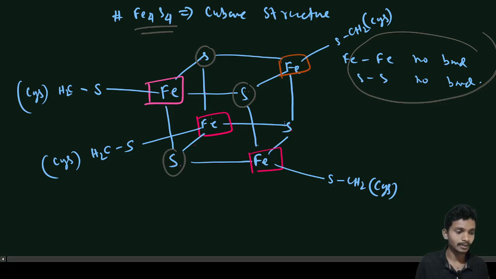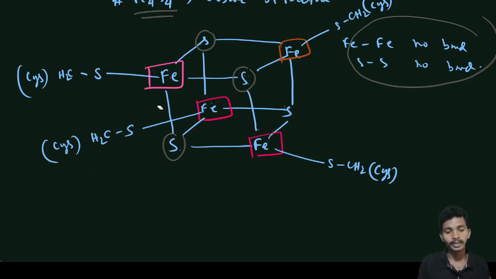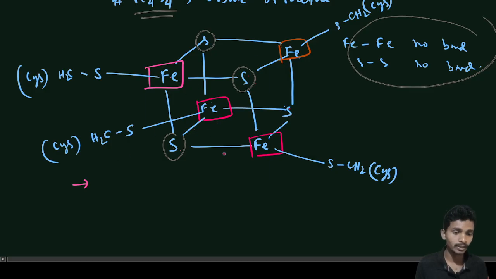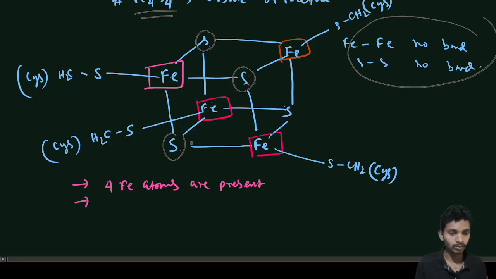So what we see here, always remember that wherever Fe is present, it is always connected with 4 sulfur atoms. That sulfur may be labile, may be non-labile. Okay, so we will now write some points. How many Fe are there? 4 Fe atoms are present. How many labile sulfurs? 1, 2, 3, 4. Okay, so 4 labile sulfurs.